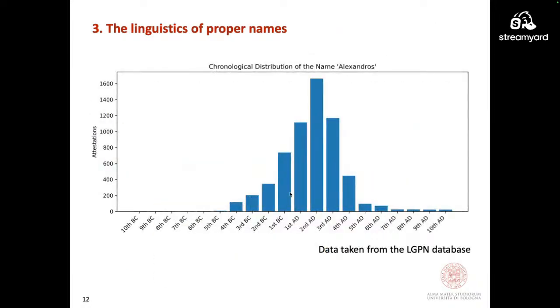Let me go back to the name Alexandros. In this chart, you can see that the name becomes widespread starting with the 3rd century BCE. Otherwise, it is attested, but it is not a widespread name. And so this is, of course, related to the importance of Alexander the Great.